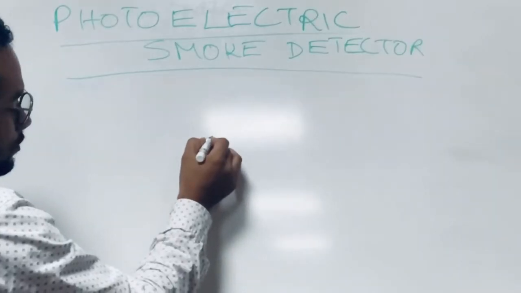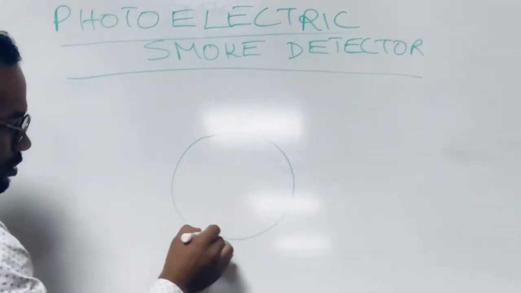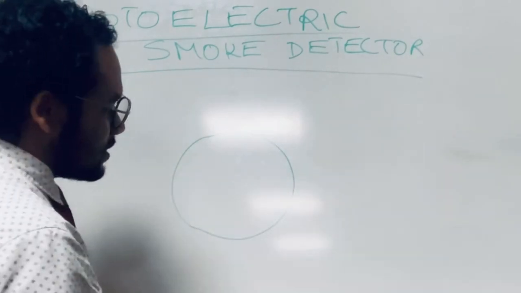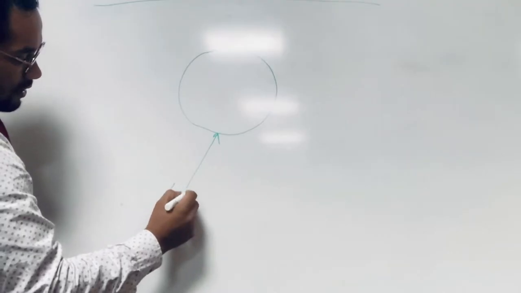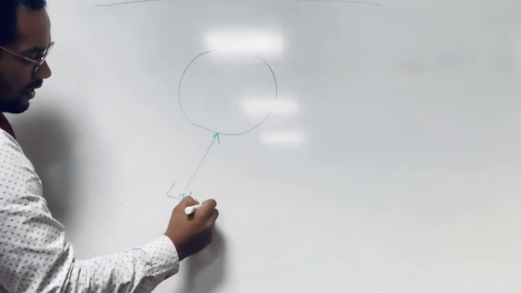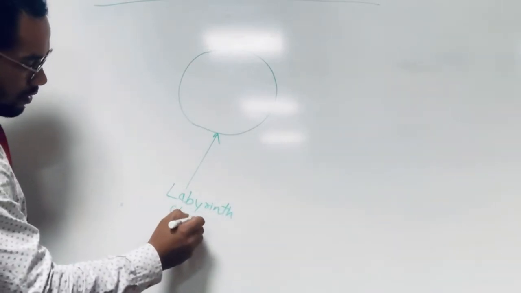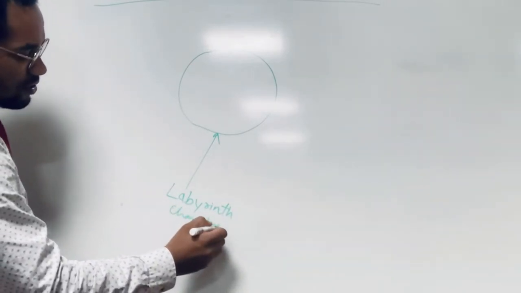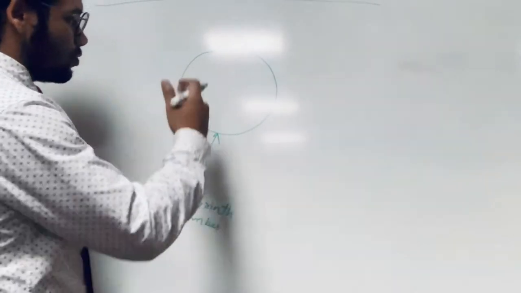In this type of smoke detector, we have a closed chamber called the labyrinth chamber. What is this labyrinth chamber, friends? It is a chamber having irregular shape openings or passages. Okay, you will come to know now.